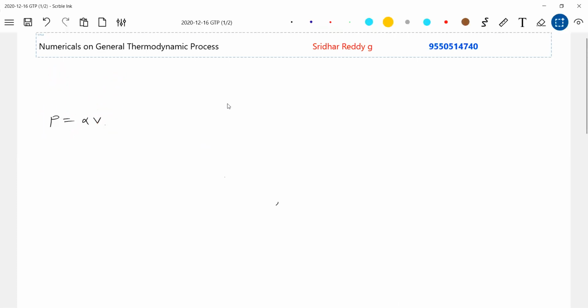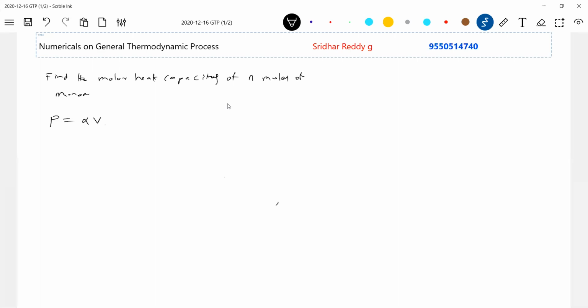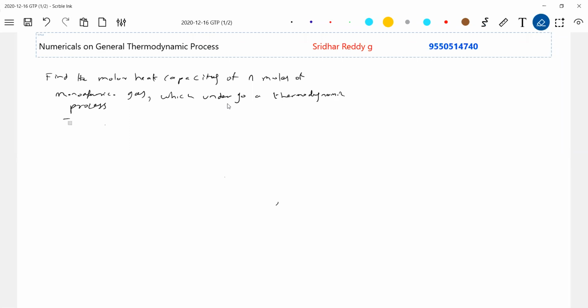Let me write the first thing. Find the molar heat capacity of n moles of monatomic gas which undergo a thermodynamic process where alpha is some constant. It can be. Okay, the condition is what he has put.